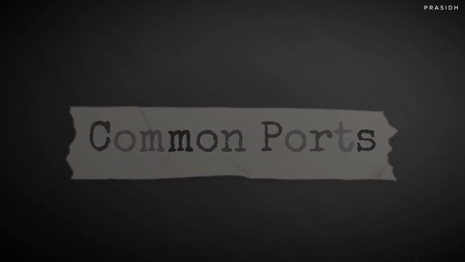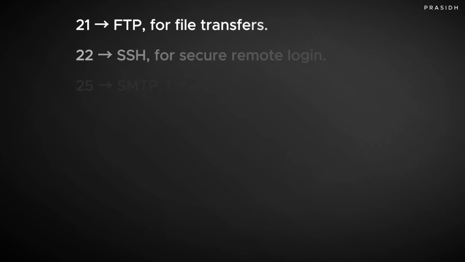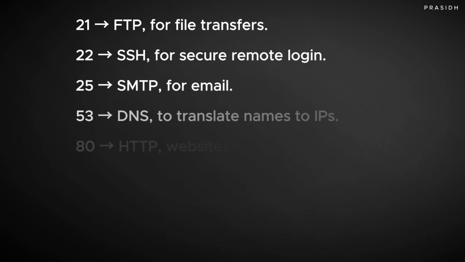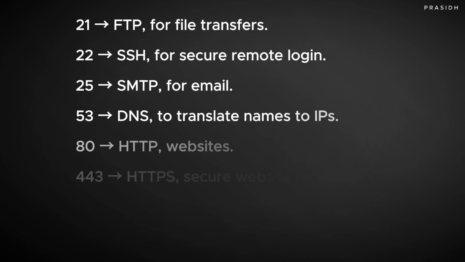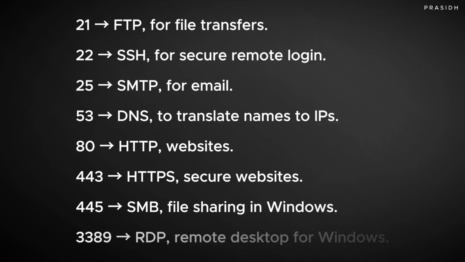Common ports you must know. As a cybersecurity beginner, you should memorize some of the most common ports. Port 21, FTP for file transfers. 22, SSH for secure remote login. 25, SMTP for email. 53, DNS to translate names to IPs. 80, HTTP websites. 443, HTTPS, secure websites. 445, SMB, file sharing in Windows. 3389, RDP, remote desktop for Windows. These ports are everywhere in SOC alerts, in vulnerability scans, and in hacker playbooks.